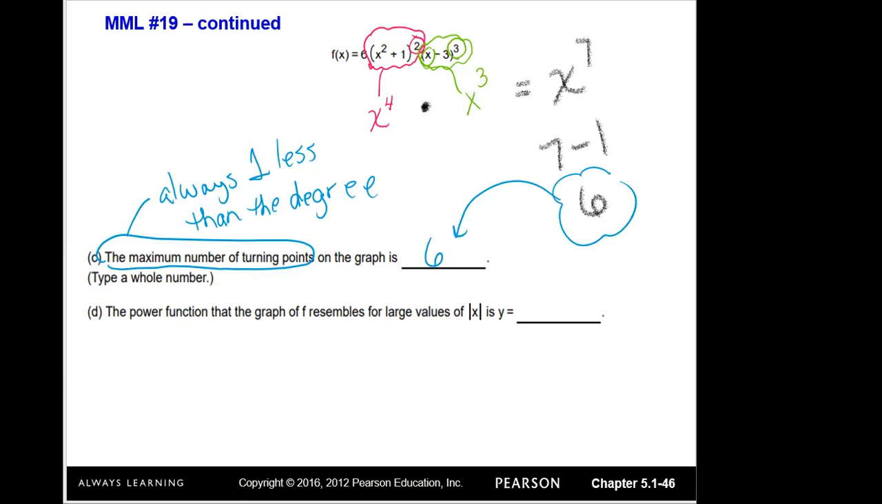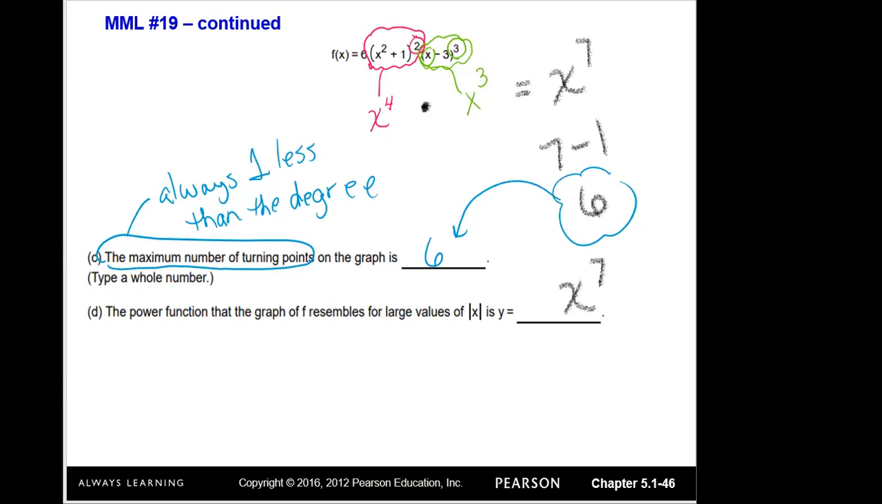I don't have to multiply that whole thing out to see the entire polynomial. I just need to think about the very first term. Because when you multiply these things out, the very first term ultimately is your degree. And then part D says, the power function that the graph of f resembles for large values of x is y equals, well, we already know that it's going to be an x to the seventh, okay?